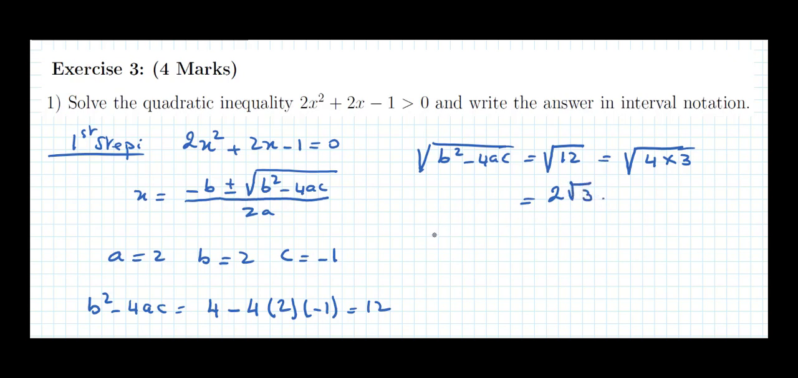So here is the situation. We have two solutions. x1, which is minus b, meaning minus 2, minus 2 square root of 3, divided by 2a, 2 times 2, which is 4, and x2, which is minus 2 plus 2 square root of 3, divided by 4.